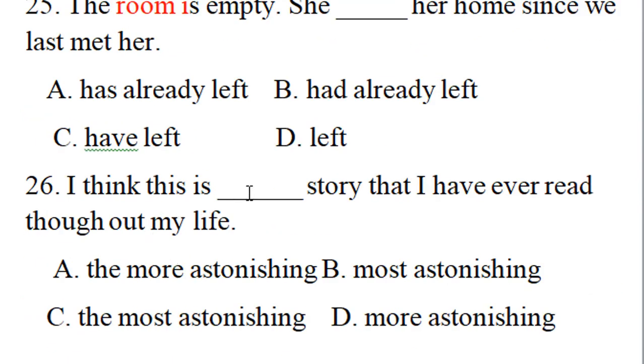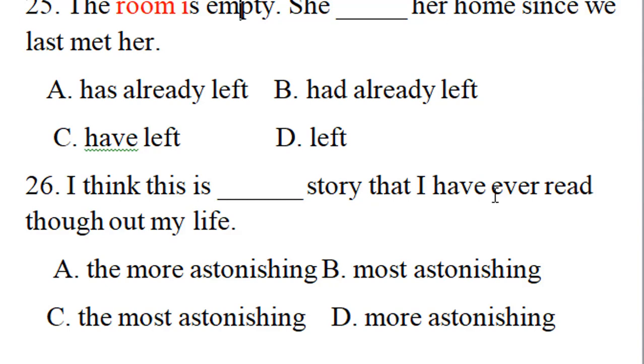I think this is blank story that I have ever read throughout my life. Clear question. I have ever read, which is present perfect, and the kind of distractors are mostly degrees of comparison, which is comparative degree and superlative here. Commonly present perfect goes with superlative because it compares things or persons which are more than two.